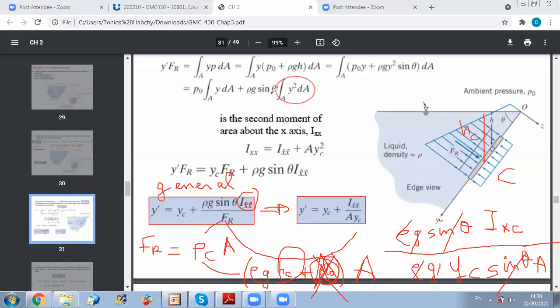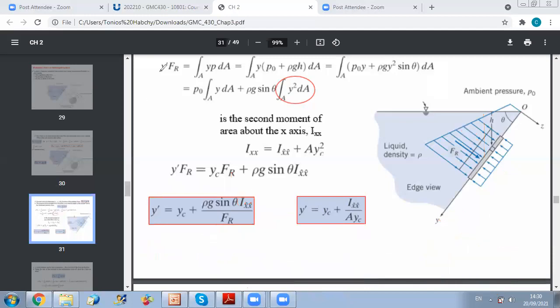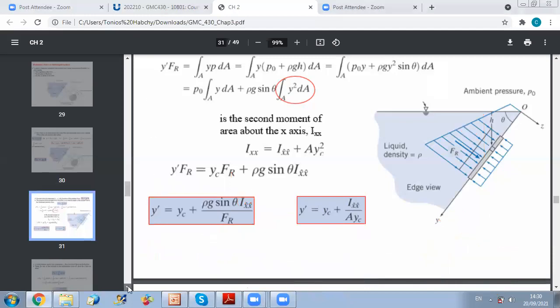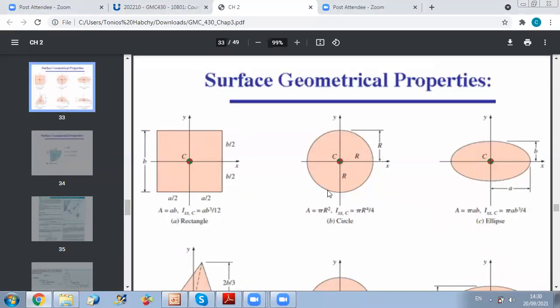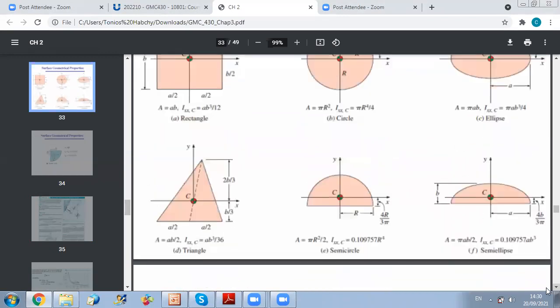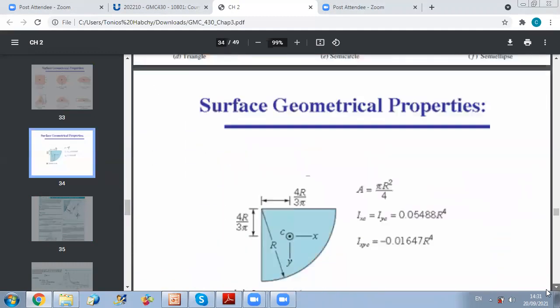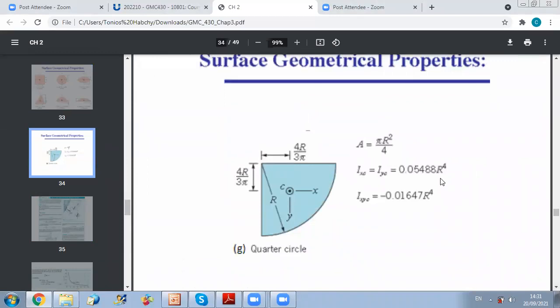Any other question on this? Okay. So now, going back to our formula sheet. As you can see, for example, here you have formulas for a rectangle, a circle, an ellipse, a triangle. So for different shapes, you can have all the properties that you need. All you have to do, whenever you determine what the shape is, is go to your formula sheet and find what Ixx and Ixy are.